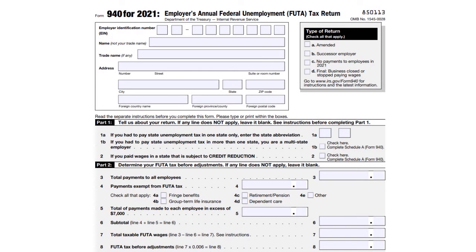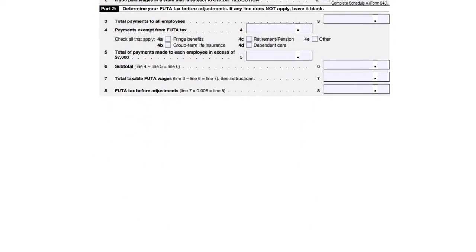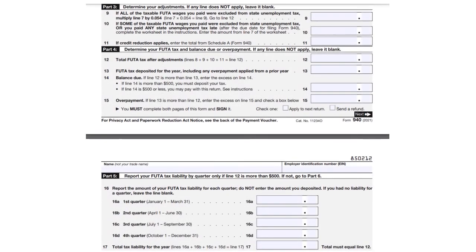This is important. Here you see all the total payments made to each employee in excess of $5,000. So this is part 2. Let's go to part 3. In part 3, you need to determine any adjustment that you may have. In part 4, you need to determine your FUTA tax and balance due or overpayment. Remember, every quarter you have to send the IRS a check, and if you overpaid or underpaid, you're going to have to make the adjustment.